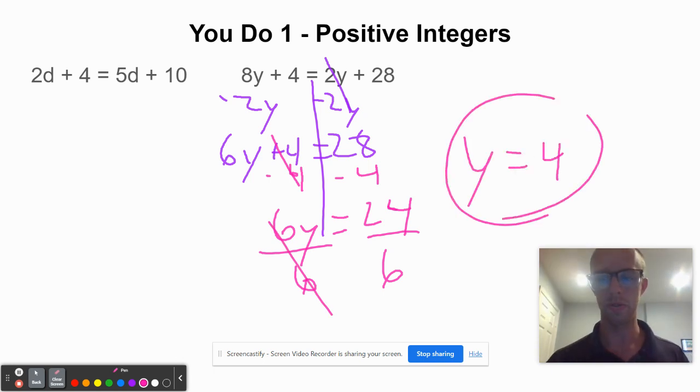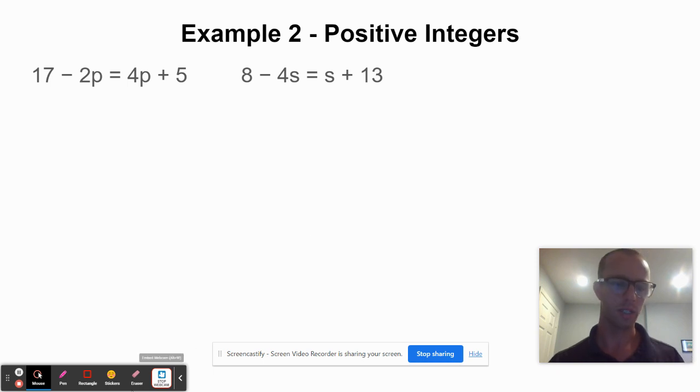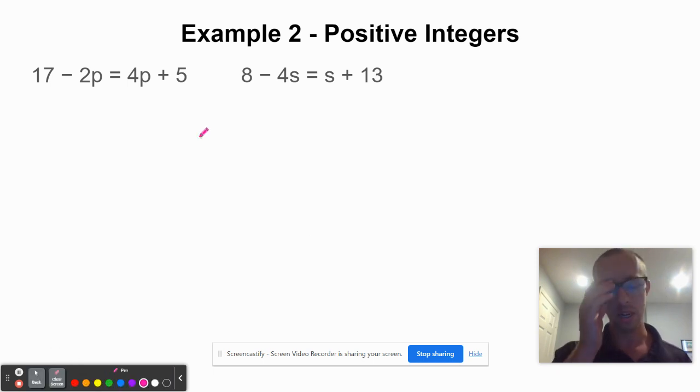All right, so hopefully you got both of those correct. Let's move on to the second and final example, which is going to include some negative integers in it as well. All right, so I have 17 minus 2p equals 4p plus 5. Again, I need to make it so there's only variables on one side of the equation. So I need to get rid of either this negative 2p or this positive 4p. It does not matter which one I get rid of. I prefer to get rid of the smaller one so I can work with positive numbers. So what's smaller, negative 2p or positive 4p? Well, obviously that's negative 2p.